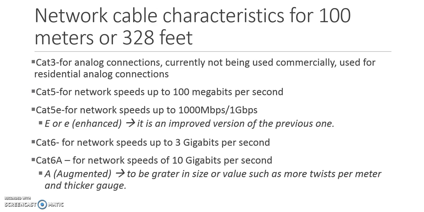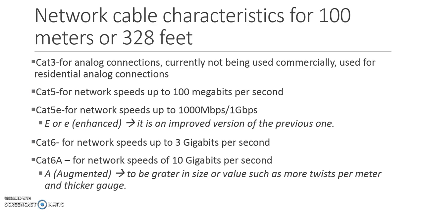These are some of the characteristics of the network cable that is required to be installed by the University of Texas at Brownsville. All network cables have a standard of sending signals up to 100 meters or 328 feet. We have listed here category 3 cables, which is used for analog connections, but we are no longer using category 3 for any connections.